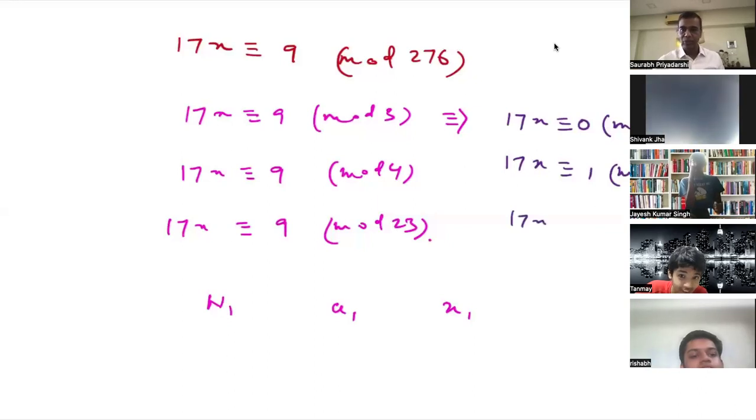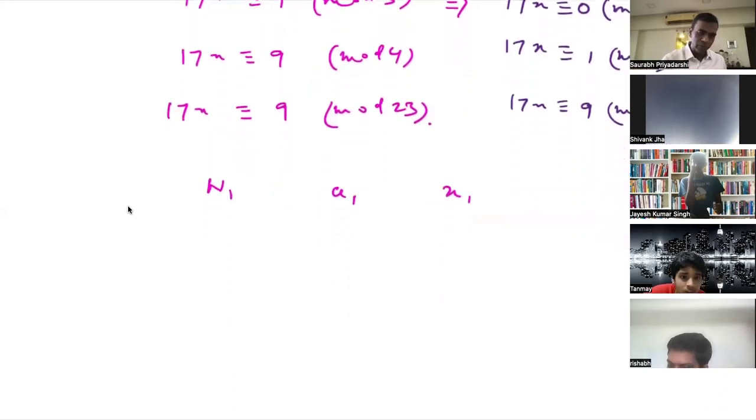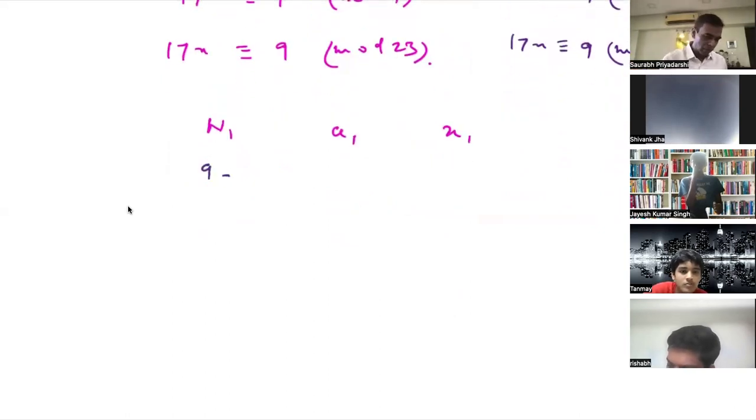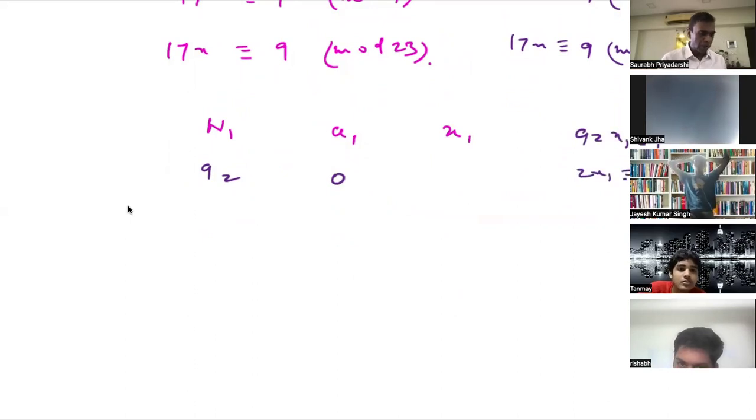Then we have to find x1 in all the cases, right? Almost everyone's answers have come, but let me quickly check once more. N1 is 92, A1 is 0, and X1 in this case, what X1 are you all getting? So 92 x1 congruent to 1 mod 3, so 2x1 is congruent to 1, or this will be 2 only, right?